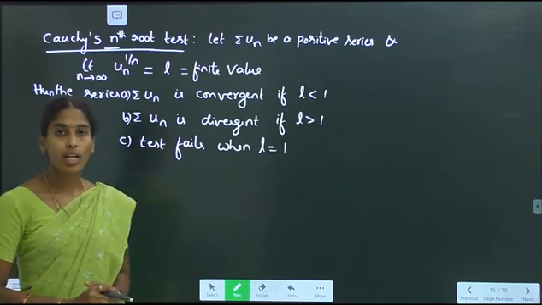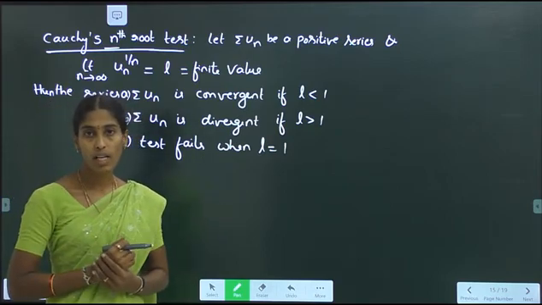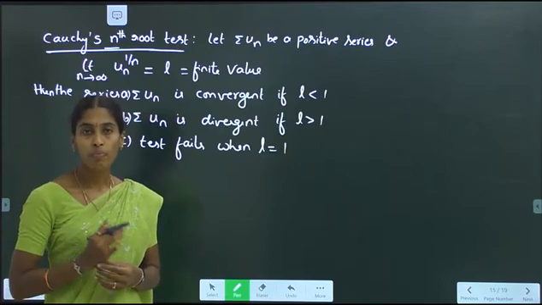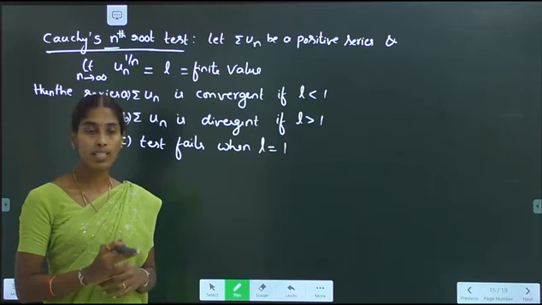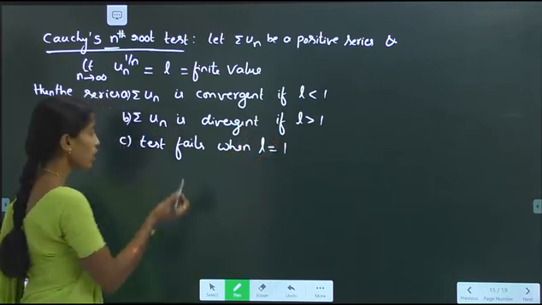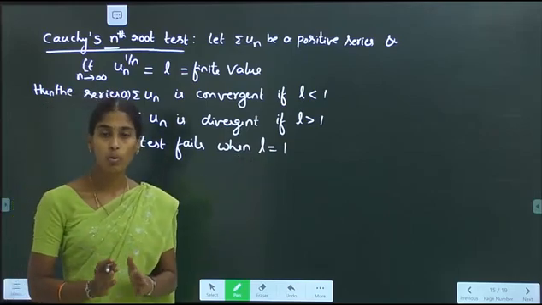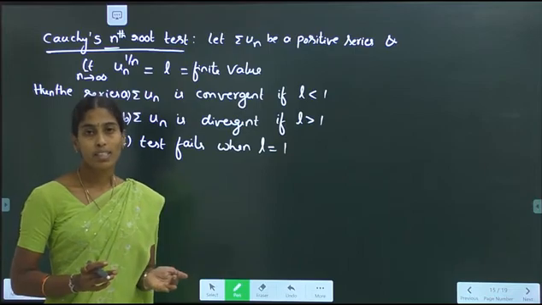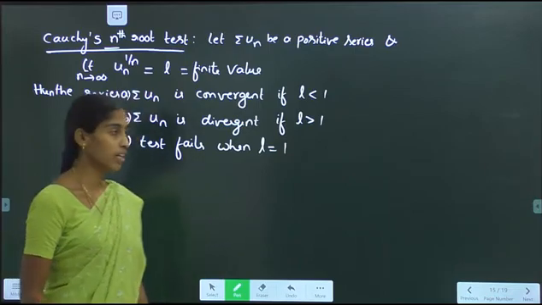So first we need to calculate limit n tends to infinity un to the power 1 by n value. If that value is L, L value must be a finite value. If L value is less than 1, convergent; divergent if L value greater than 1; test fails when L is equal to 1. In that case we have to use another test, it may be limit form of comparison test, otherwise any other test, right?